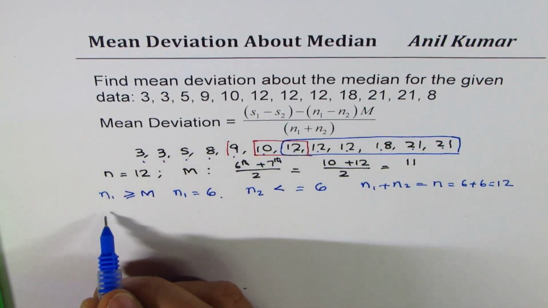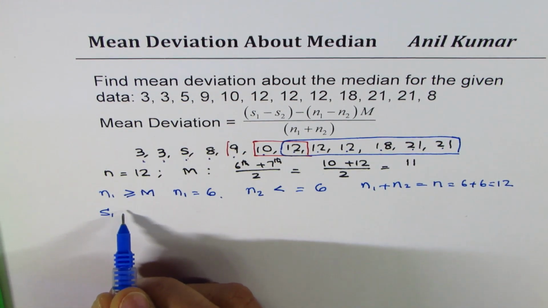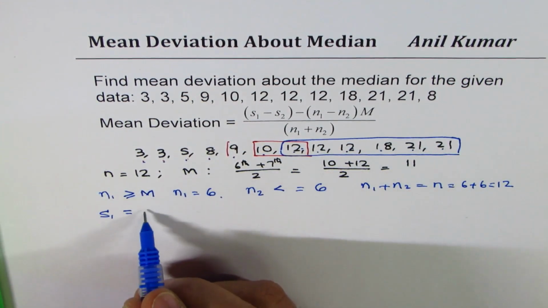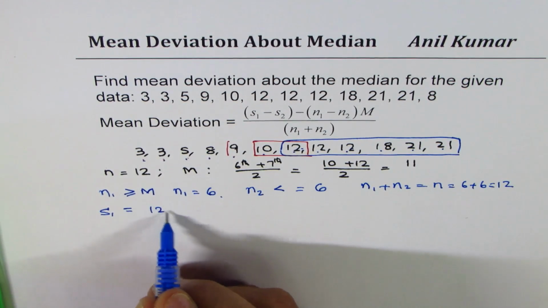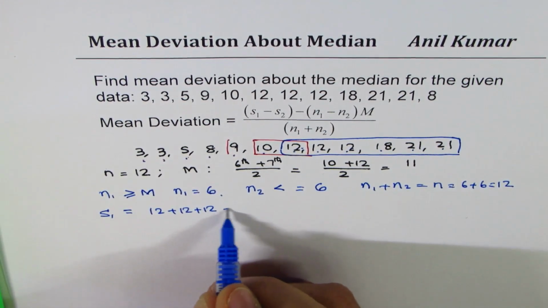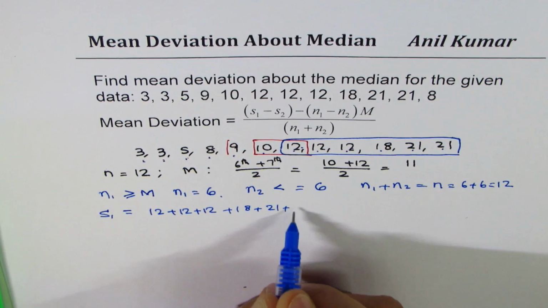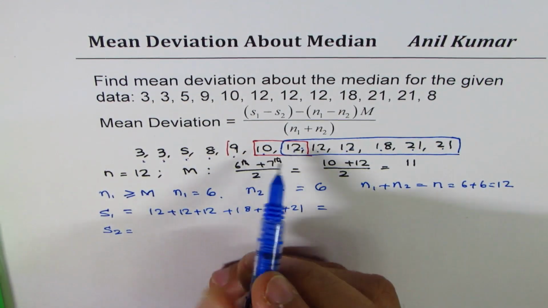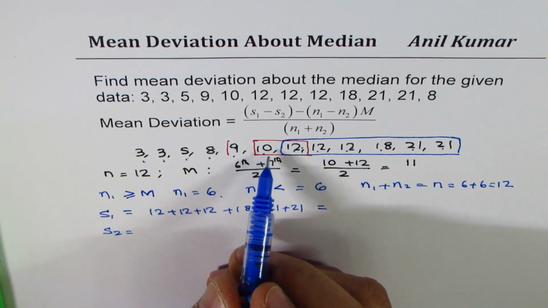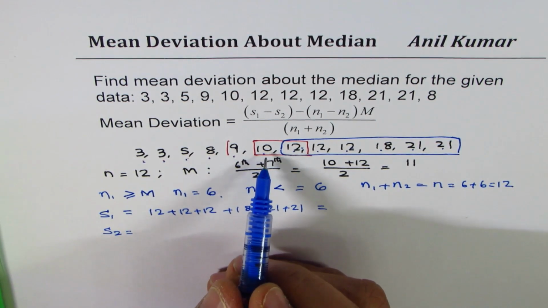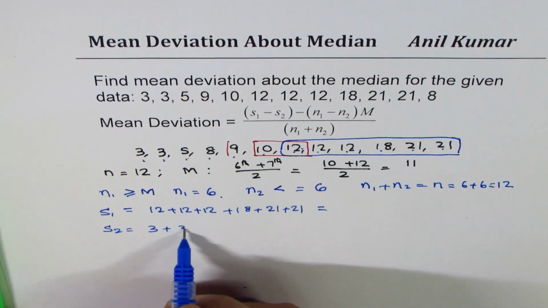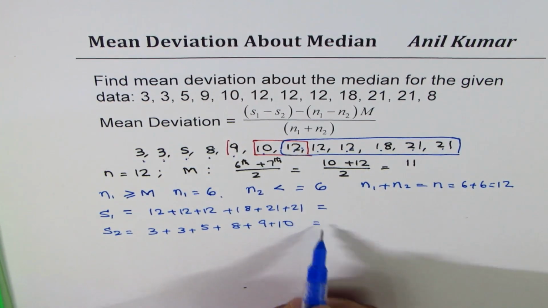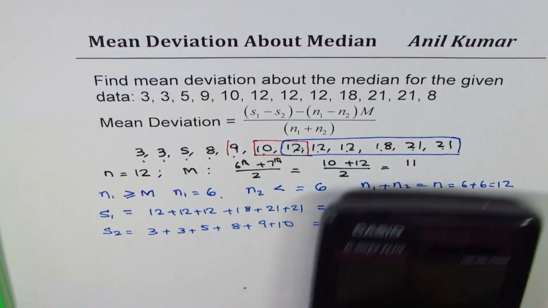Now what are S1 and S2? S1 is equal to the sum of all these values. So S1 is 12 plus 12 plus 12 plus 18 plus 21 plus 21. That is S1, correct? And S2 is the sum of the ones whose value is less than the median, which is 3 plus 3 plus 5 plus 8 plus 9 plus 10, right? So let's add these and find the value.